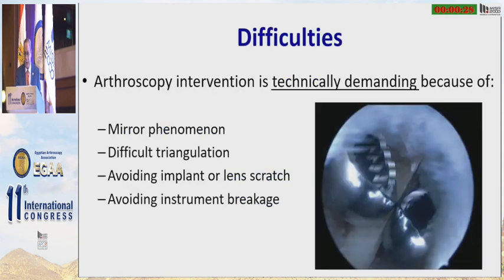What about the difficulties? Arthroscopy intervention is technically demanding because of the mirror phenomenon due to reflection of the picture of the instrument on the surface of the femoral implant that makes orientation difficult. Difficult triangulation also, avoiding implant or lens scratch.